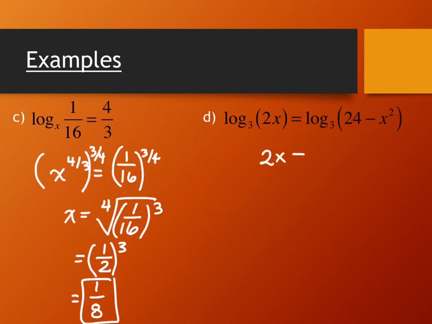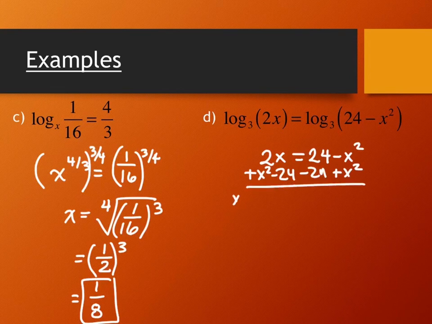This says 2x on the left, and it will have to equal the 24 minus x squared on the right. So our log equation very quickly turned into a quadratic equation, which we know how to solve. And in fact, if we move everything onto the same side, it gets even better. So I'm going to move everything to the left-hand side. I'm going to add my x squared and subtract the 24. So I have x squared plus 2x minus 24.